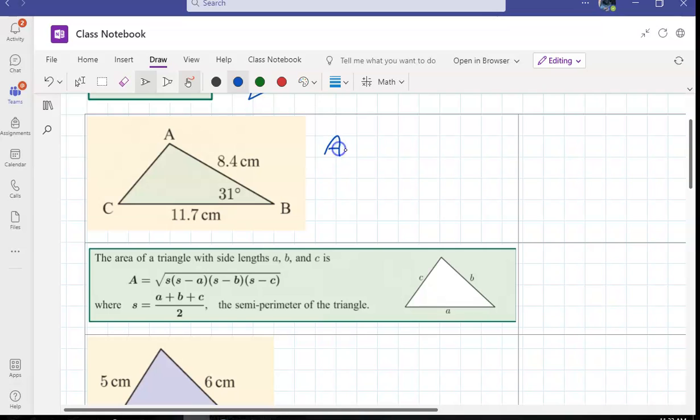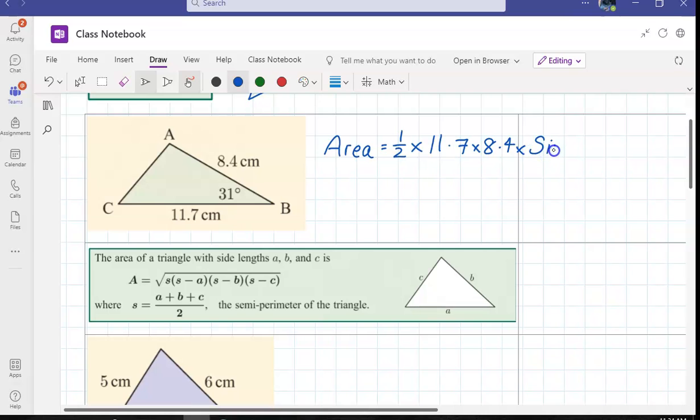So we can just go straight into area is a half times 11.7 times 8.4. If you wanted to write 8.4 and 11.7, go for it. And then we wanted to times that by sine. So make sure we're following the rule.